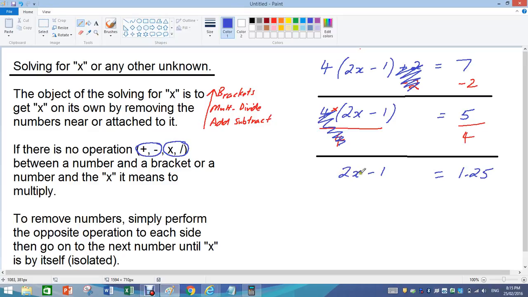Next, it's 2 times x minus 1. We need to remove the minus 1 first. Opposite of minus 1 is plus 1. Moving to the right hand side, we need to plus 1 as well. The left hand side, minus 1 plus 1 is 0, so we don't show that. On the left side, we just have 2x equals, on the right side, 1.25 plus 1 is 2.25.